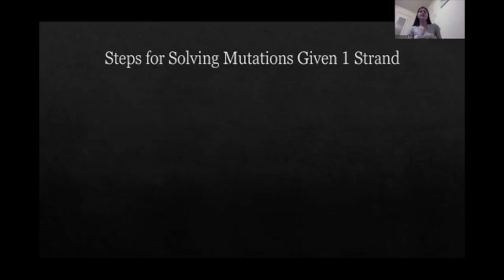So here are some steps for solving mutations if you're only given one strand. We're also going to talk in a little bit about partial diploids, where you would have 2 strands of your lac operon and you have to kind of look between them and see what's happening.